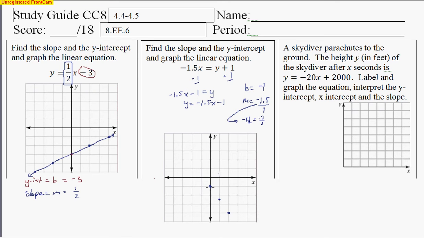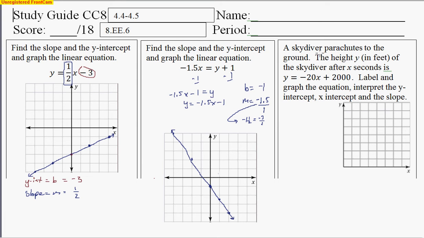Now, if you run out of room that way, you can always go up, and then to the left gets us on that same exact line. And so there it is. Lots of points to be able to draw a line through. So again, negative slopes, downhill from left to right.